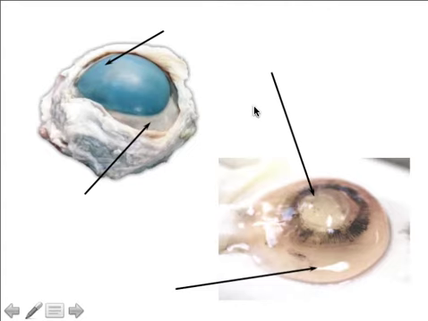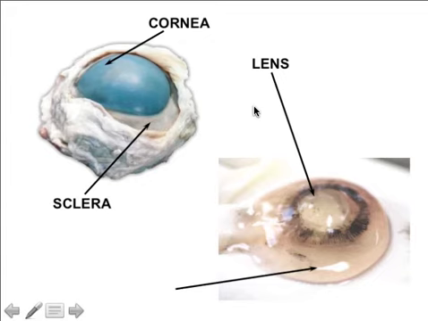This is just another view of the sheep eye. You can see here the cornea, the sclera. This, of course, is the lens. And you can also see the vitreous humor. Now, the aqueous humor in your dissection probably leaked out of the eye while it was sitting in the preservative, and that's why you didn't see very much of it when you actually did your dissection.